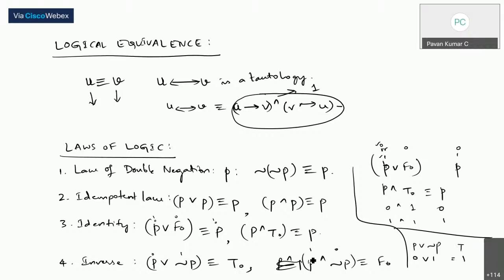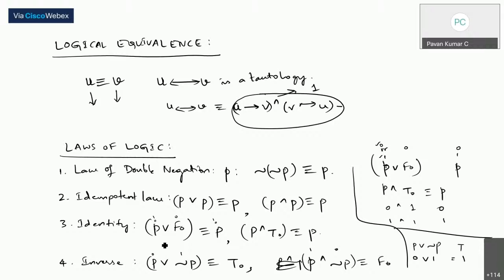So now if I am having P and negation P: if P is 1, then obviously negation P will be 0. And if they are connected by an AND operation, we know that 1 and 0 is always false. So we will get the false. So you can see that.